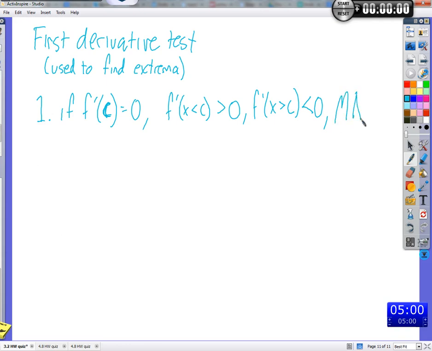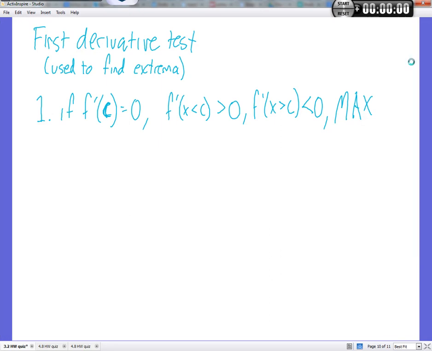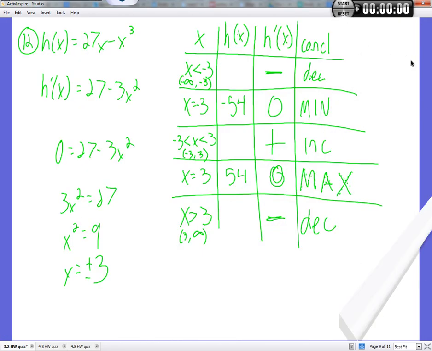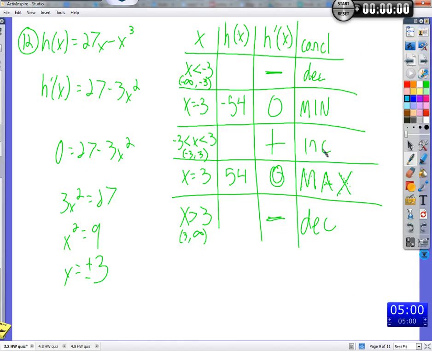It's a maximum. To confirm that this is a maximum, first we have to be at a value of c that corresponds to a zero slope. Then we look on the left and on the right. If it goes from a positive slope to a negative slope, increasing to decreasing, we've got ourselves a maximum. That's what we found in the previous slide. It went from increasing to decreasing, positive slopes to negative slopes, so it has to be a maximum.